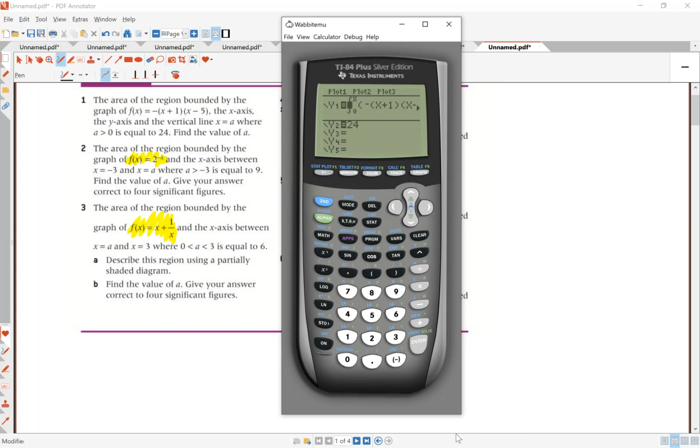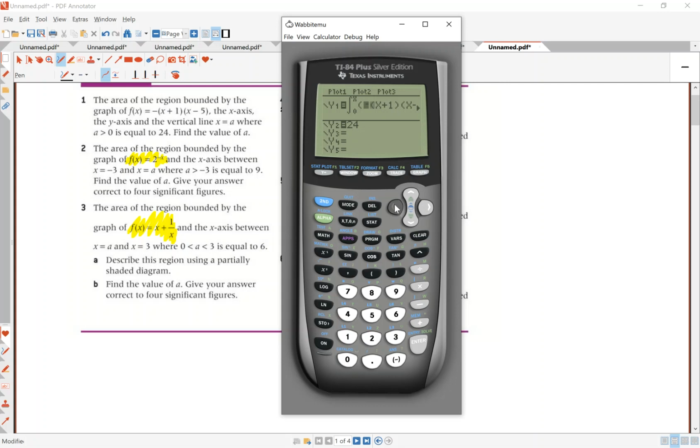Okay, so quick video to show you how to solve for an unknown limit if you're given the area, especially when it's a function that we don't know how to integrate. But even if we do, this will be a lot easier. So re-looking at this question 1, where we've got this function and we're told that the area is equal to 24. So what I've done is I've actually put in the integral command in here.